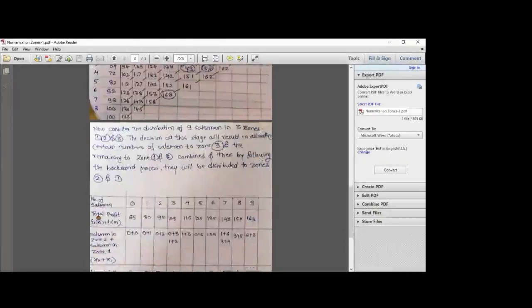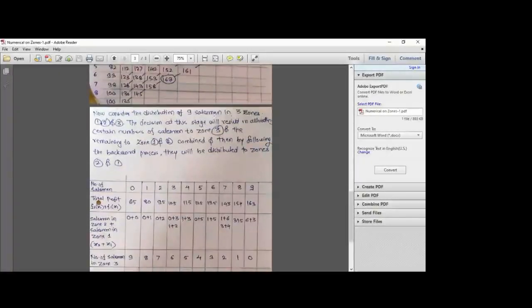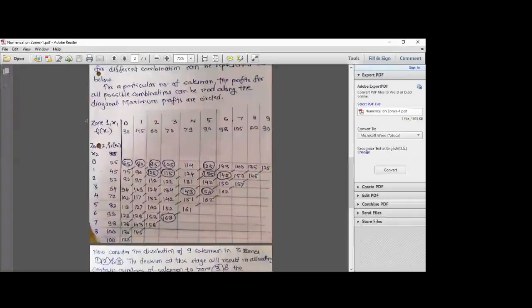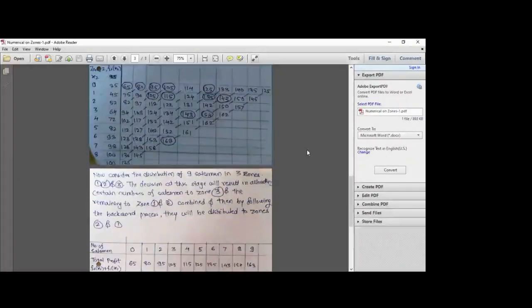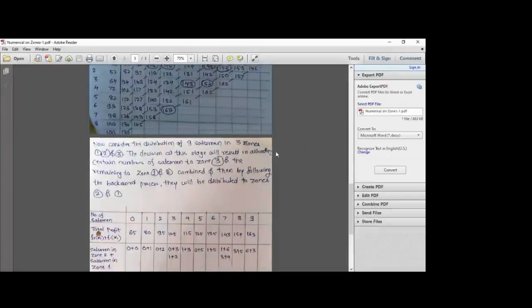So what we are going to do is now consider the distribution of 9 salesmen in 3 zones, right? So this was only 2 zones. We have considered the distribution of 9 salesmen in only 2 zones. Now we are going to do the distribution of 9 salesmen in 3 zones, right? So the decision at this stage will result in allocating certain numbers of salesmen to zone 3 and the remaining to zone 1 and zone 2, right?